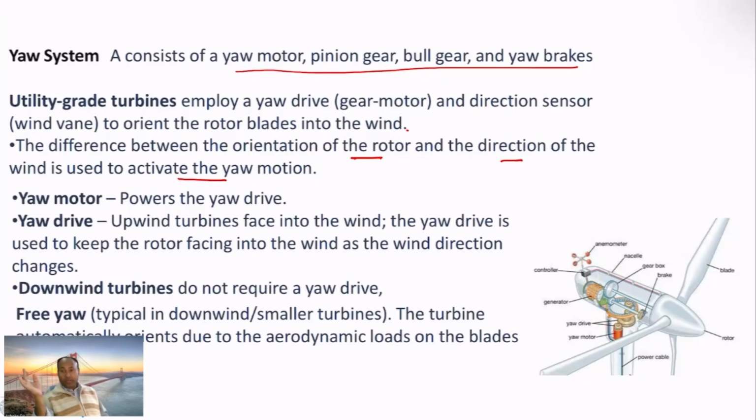Downwind turbines do not require a yaw drive; they typically use free yaw. Let's say this is my turbine and this is my wind direction, and the wind direction changes, then the yaw drive responds. The purpose of the yaw drive is to make the rotor experience the wind as parallel as possible. Yes, there could be restrictions even then in a sophisticated turbine. You could have a yaw mechanism and drive, but you could have a limitation on the yaw angle.